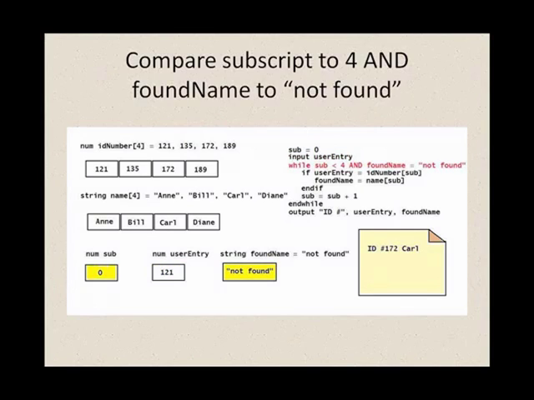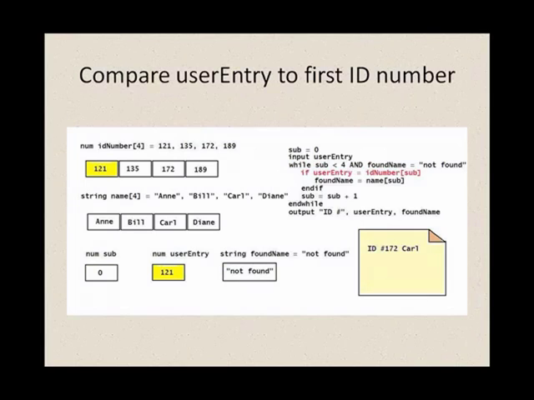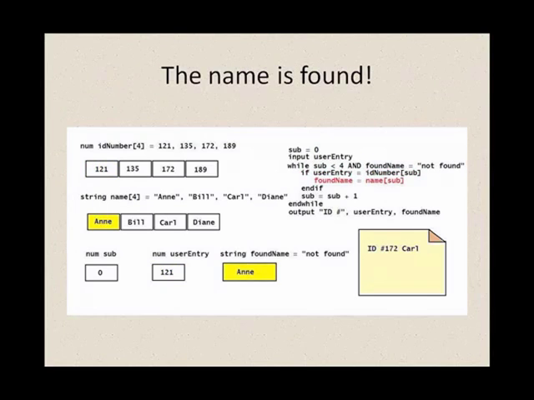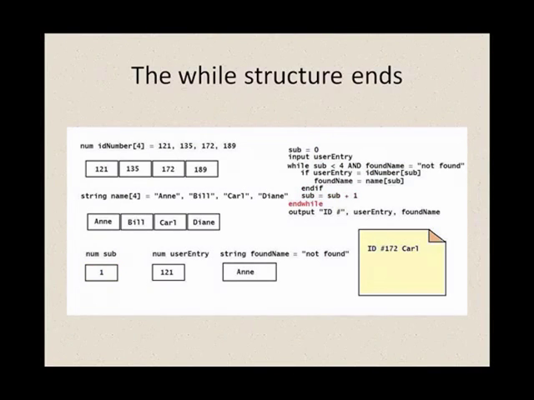Compare sub to 4, it is less than 4, and compare found name to not found, it is not found. So enter the loop and compare the user entry to ID number 0. 121 is 121, so you can take found name and set it to name 0. Found name becomes Ann. That's the end of the if statement, and sub becomes 1. That's the end of the loop, so you go back to the top.